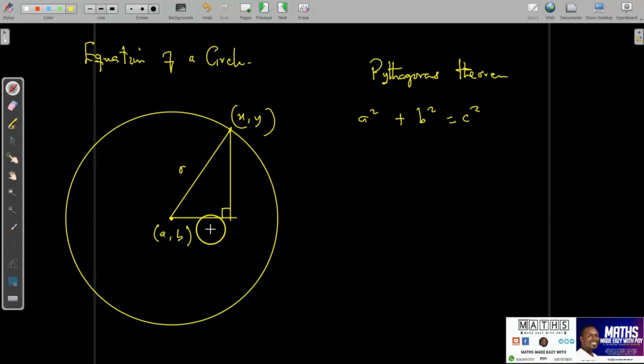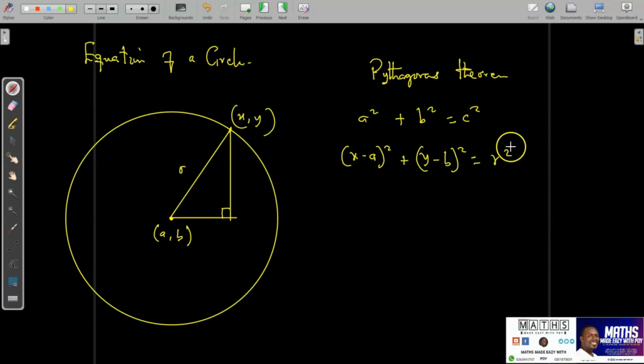So we can actually consider the x component. How do we generate the x component? Here we have x, here we have a. They form the x component of the coordinates. So that is going to give us x minus a all squared plus y minus b all squared equal to the hypotenuse squared. What is representing our hypotenuse? Oh, the r, so r squared.